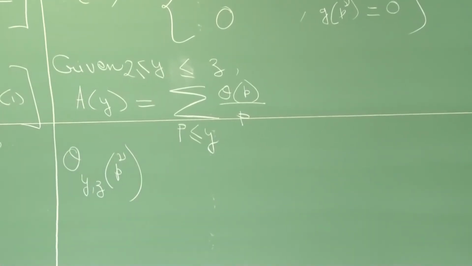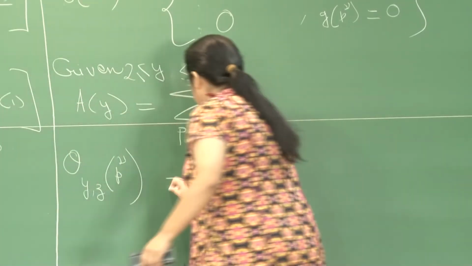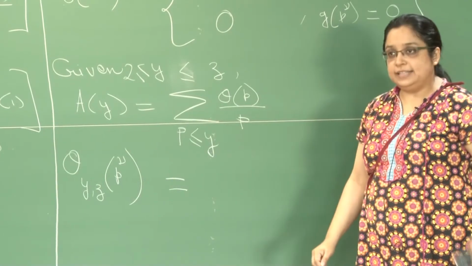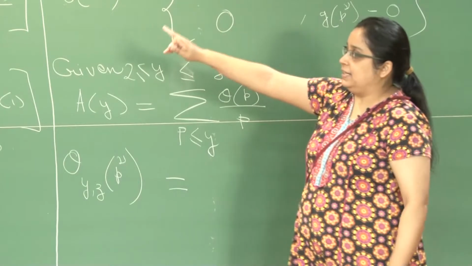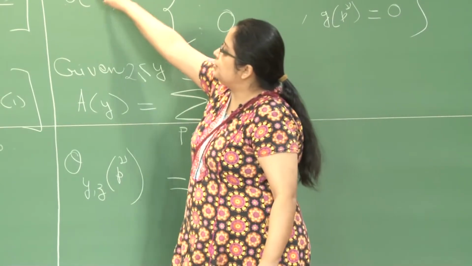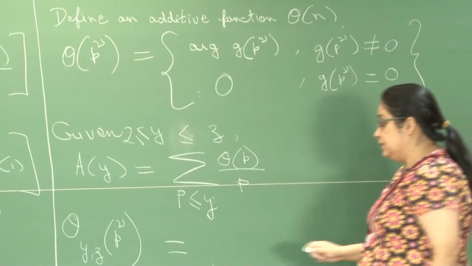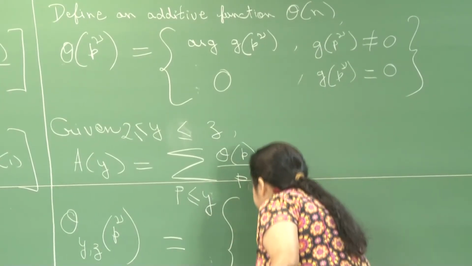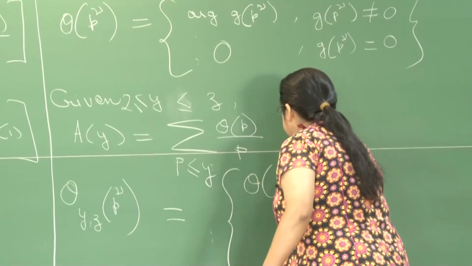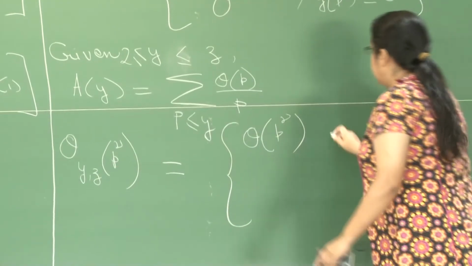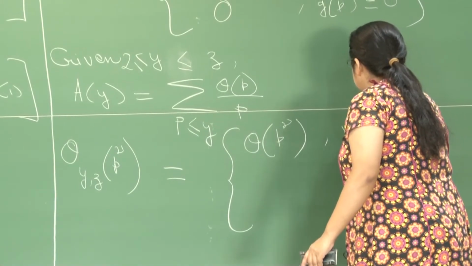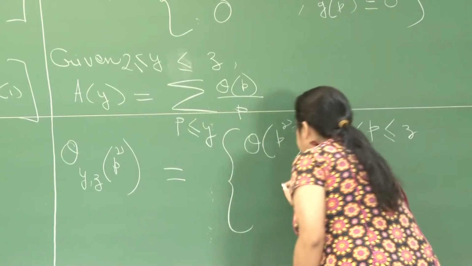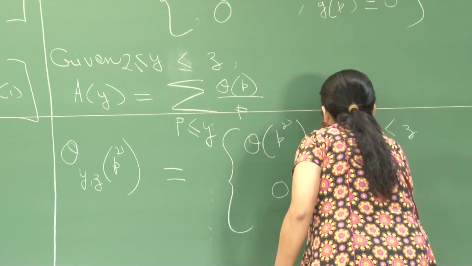we take this and construct another additive function from the above theta, which takes the values which are same as theta if the prime lies between y and z, and 0 otherwise. So, again, just like we restricted g to g sub y, one can also restrict theta to smaller intervals, intervals for the prime powers, of course. So, this is just theta of p raised to the nu if prime p is strictly greater than y and less than or equal to z, and 0 if not.